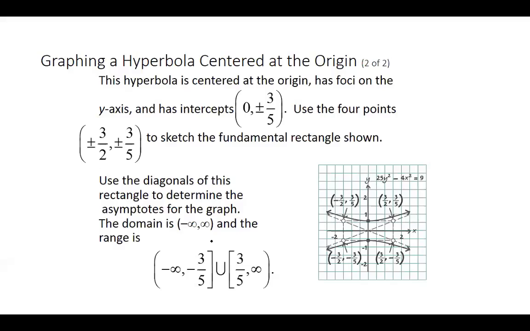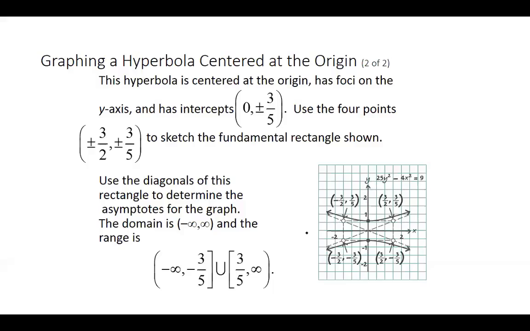This hyperbola is centered at the origin, has foci on the y-axis, and has the vertices at 0, plus or minus 3 over 5. We can do the same thing we did before. We're going to form the rectangle and draw the diagonals. We know this hyperbola opens on the y-axis, so these would be my vertices, and then this hyperbola would get closer and closer to these asymptotes. And as you can see, the domain would be all real numbers.